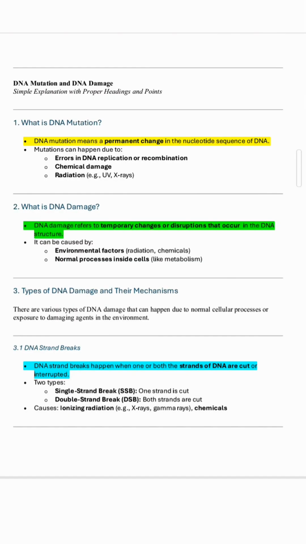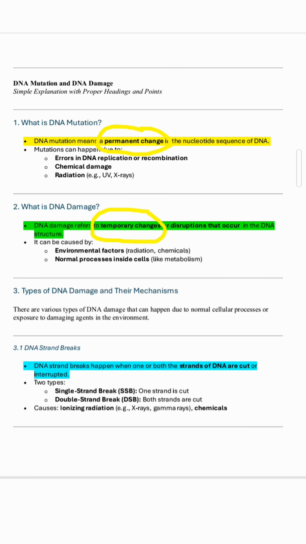DNA mutation. DNA mutation means the permanent change in the nucleotide sequence of the DNA, and it can happen due to various reasons such as error in the DNA replication, chemical damage, or radiation. Whereas DNA damage refers to the temporary changes or the disruptions that occur in the DNA structure. DNA mutations are the permanent ones and DNA damage are the temporary changes that occur in the DNA structure.